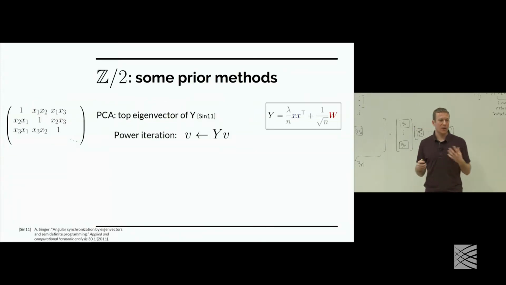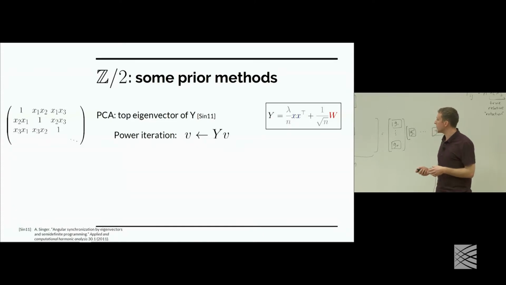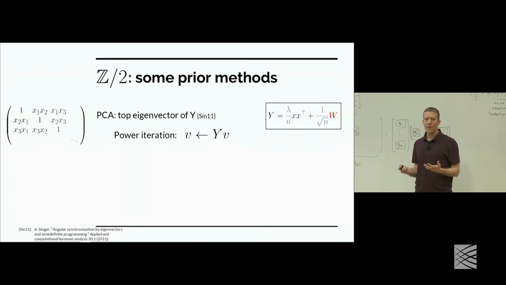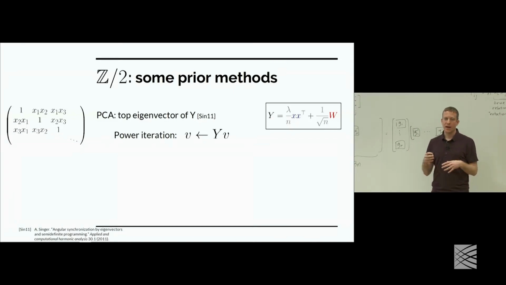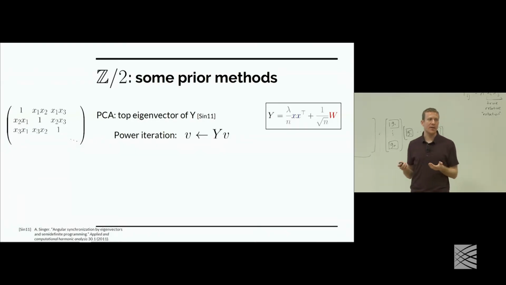Okay, so let's talk about some prior methods, kind of building up some intuition towards this AMP algorithm that I'm eventually going to get to. You can take the top eigenvector. So this is the PCA method that I alluded to previously. How would you actually compute the top eigenvector of a matrix? That's power iteration, which means you just start with some random vector and you repeatedly multiply your matrix by that vector, and then maybe normalize it to have norm 1. As you keep repeating this, that vector will get closer and closer to the maximum eigenvector.